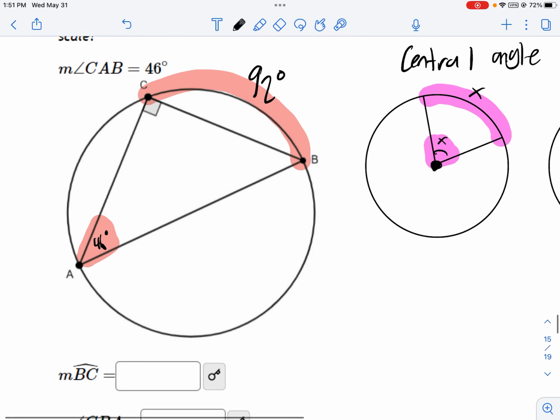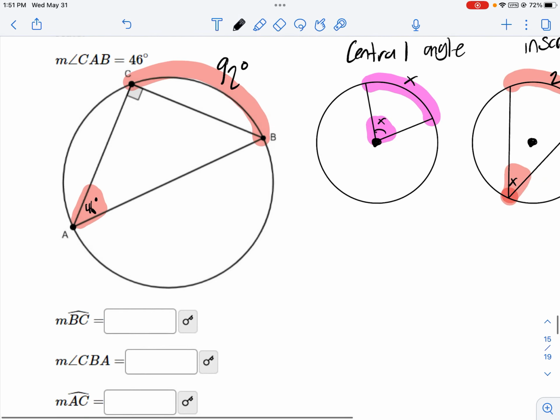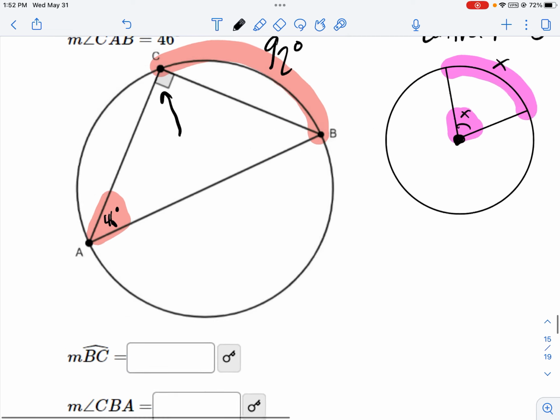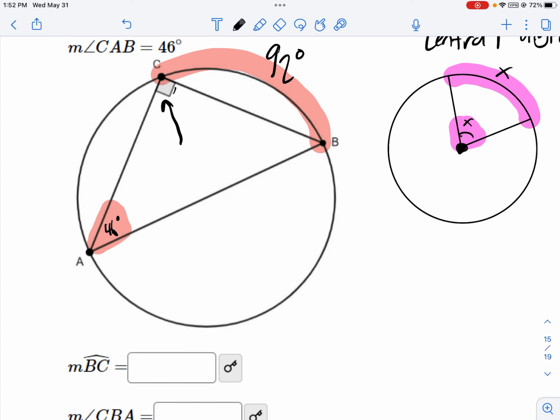Now, where do we go from there? That's the only thing we were given, right? Not quite. We were also given that. What is that? Well, that is a right angle, and a right angle means that this is 90 degrees right there. So how does that help us?